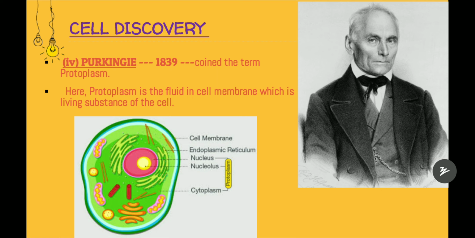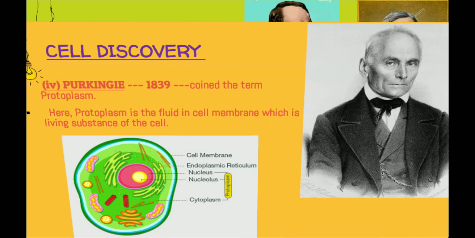If we see a cell, there is a cell membrane, the outer boundary, and the endoplasmic reticulum, which is covering the nucleus. We also see the nucleolus inside the nucleus, and we see cytoplasm, a jelly-like substance, right? So the nucleus, nucleolus, and cytoplasm, which contains cell organelles, these four things are there in protoplasm. Purkinje, in the year 1839, coined the term protoplasm, the living substance of the cell.